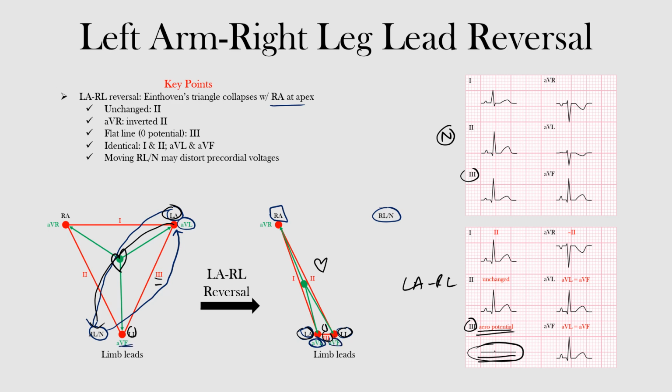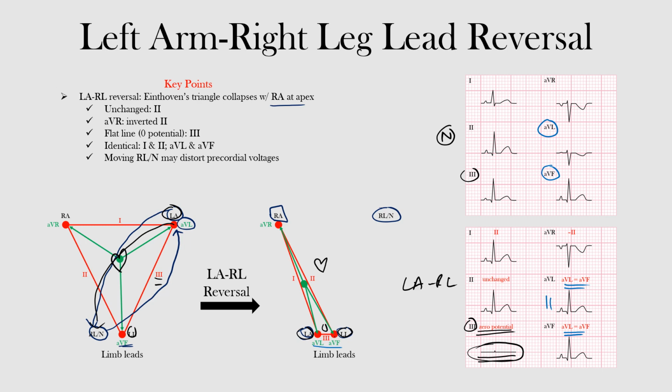Because they're at the same level, I'll just erase that so you can see. So we have AVL and AVF at the same level. They're going to appear pretty much identical. So here was AVL and AVF. Now you can see that they're pretty much different from the other EKG, different from their original, but they're identical. So AVL and AVF are pretty much the same, okay?